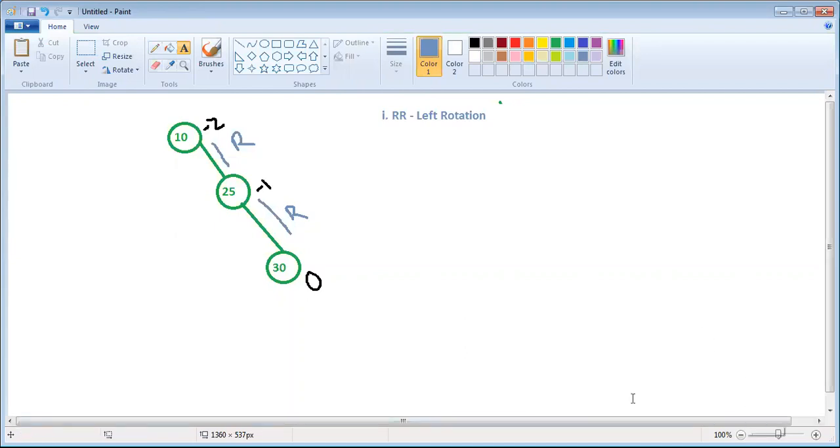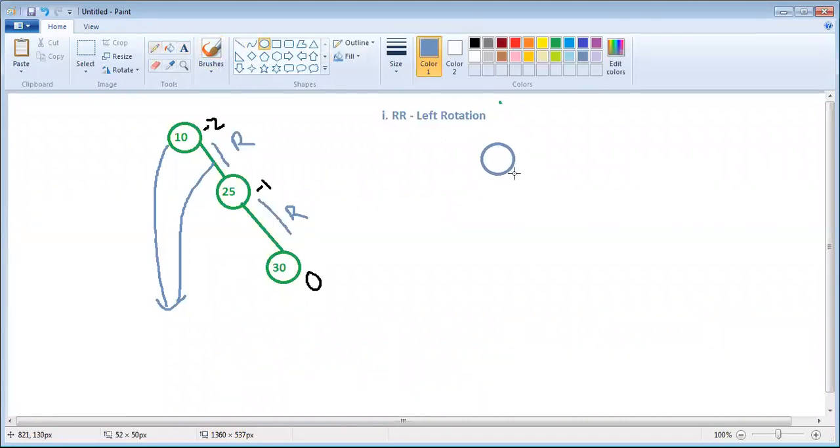How can I do left rotation? The node which got violated, that node I'm going to rotate. Which node is violated? This is the node violated. So I'm keeping these two as such, and I'm rotating the node which got violated towards the left side. So I'm just pulling down the left side. So what will happen?